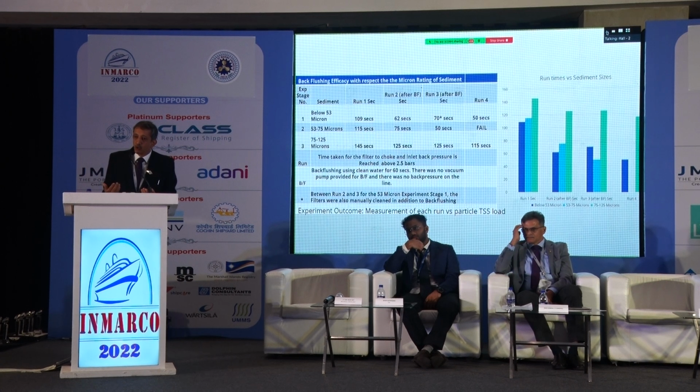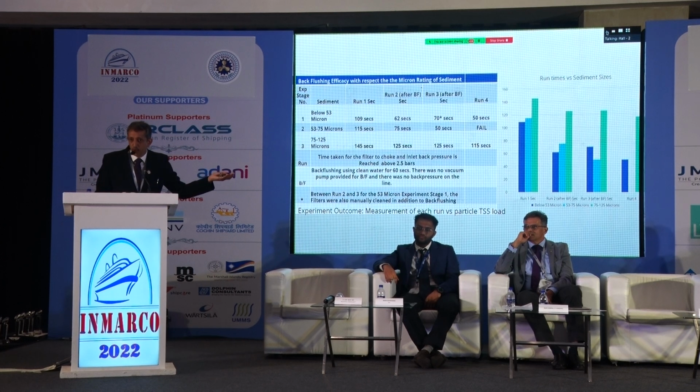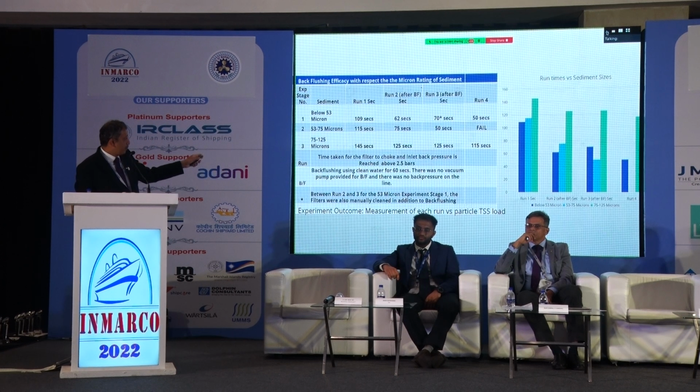And one more thing we do know about sand is, it's not easy for the sand to come to the filters because then you're looking at under keel clearance over there. So this is something mapping that we need to do. And 53 micron particle size is the maximum problem that we face because the size of the pore is 50 micron.